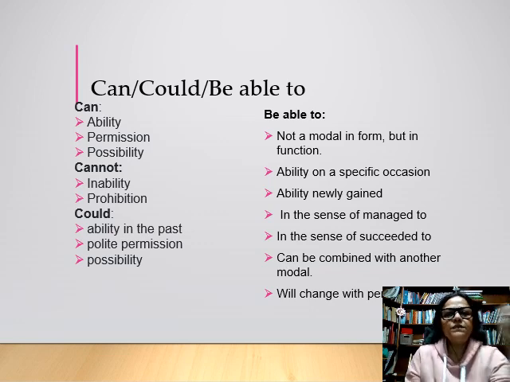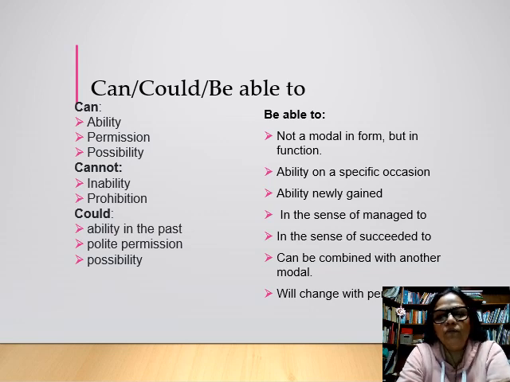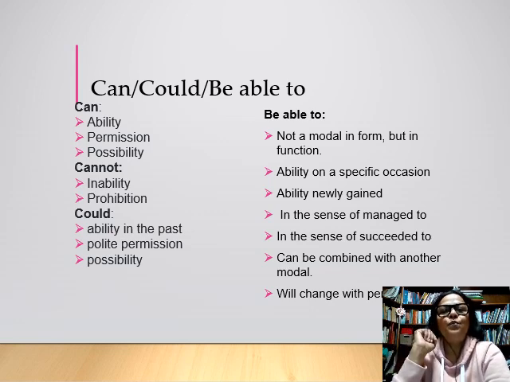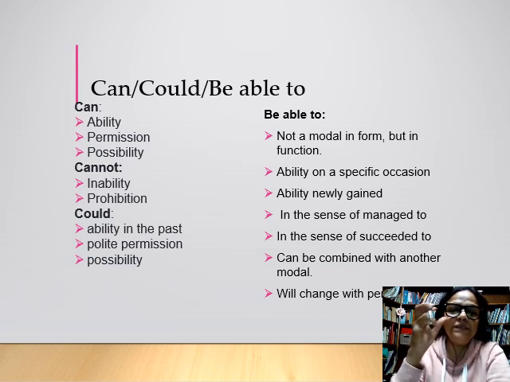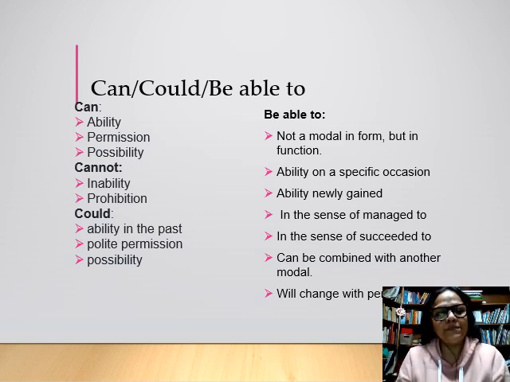Now let us also explore could. It's about ability in the past. As you can see, could is the past form of can. So it's about your ability in the past. I could play guitar when I was in 5th standard. So it was an ability that I had in the past. I may or may not have this ability in the present.